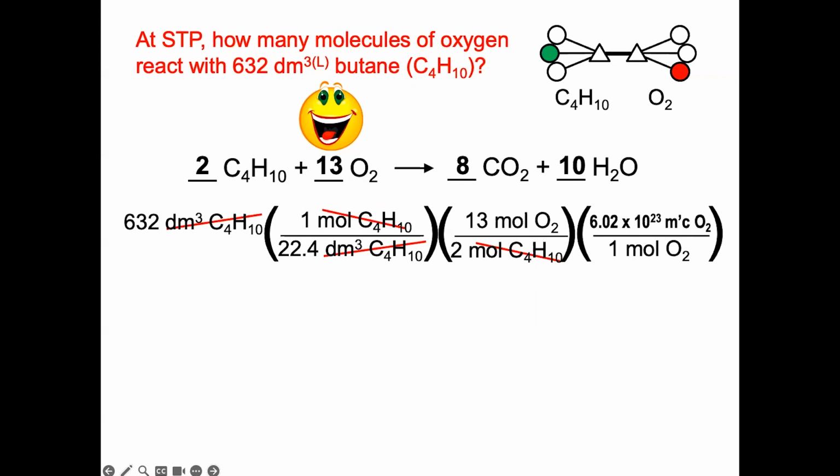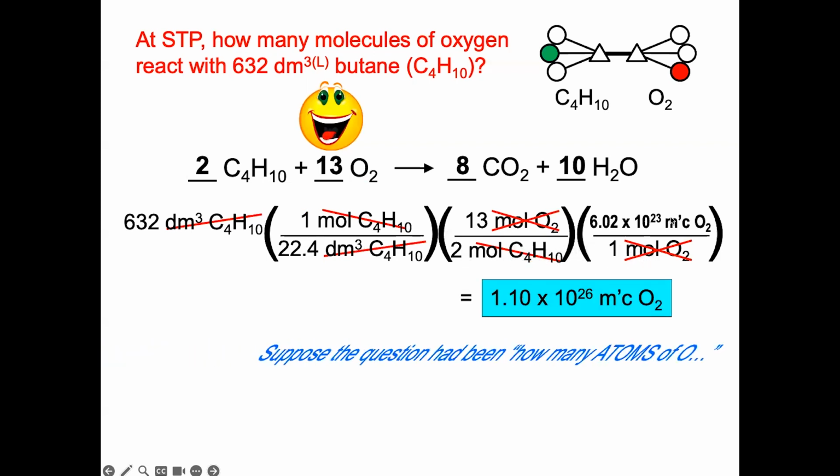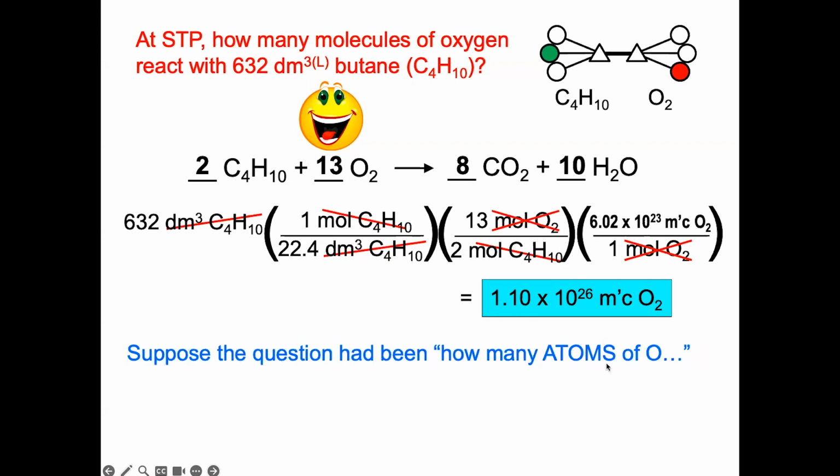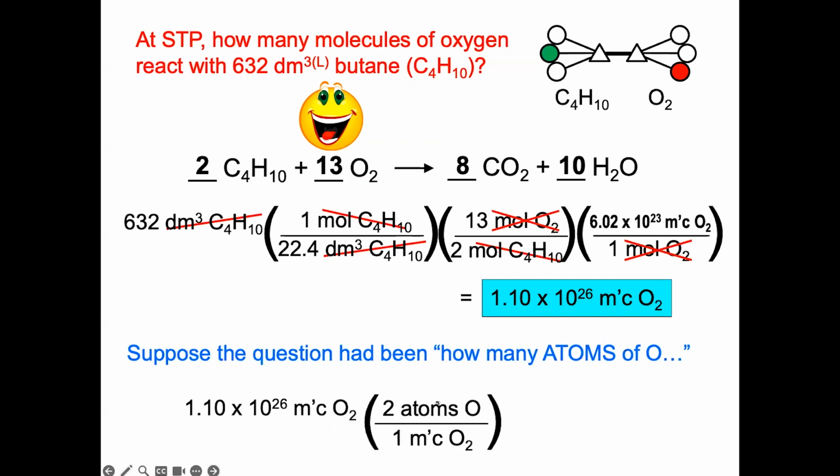So if you just multiply 632 divided by 22.4 times 13 times this, it will give you this answer, correct? But what if they asked you how many atoms of oxygen? How many atoms? Then this is a molecule, correct? So all you have to do here is one more conversion. So you have 1.10 times 10 to the 26 molecules of oxygen. It will contain 2 atoms of oxygen in 1 molecule of oxygen, right? So you just have to multiply by 2 here, and you get this answer. Is that clear? Pretty easy, right?